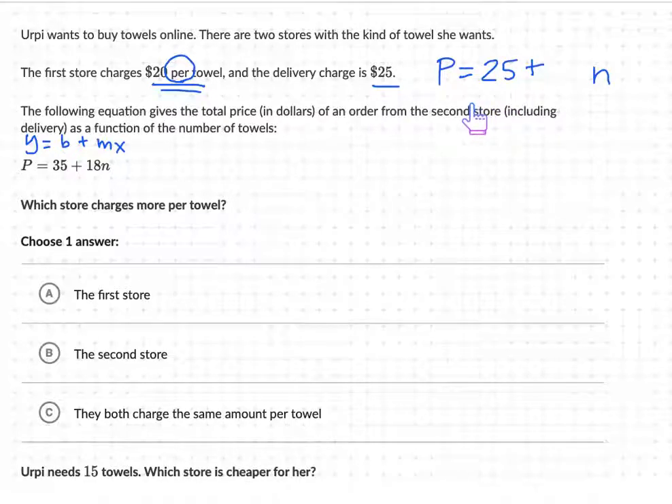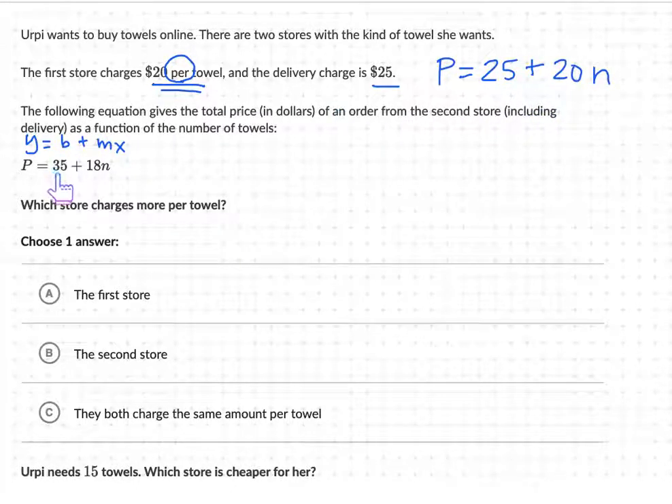You could buy something that's $1, but you're still going to have to pay that $25 delivery charge. Or you can buy something that's like $800. You're still just going to pay $25 for your delivery. So the 25 is not going to change. It's just going to be added to your answer. And then the 20 is going to be multiplied by n, the number of towels that you buy. So each time you get an additional towel, it's going to be multiplied by 20. So it's going to increase.